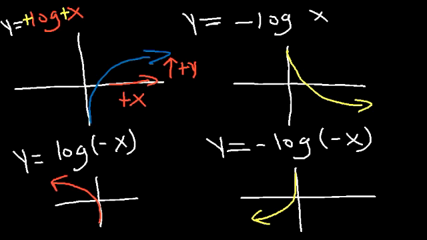In the second example, x is positive, but y is negative. X is positive towards the right, y is negative as you go down. So it's going to go towards quadrant 4.